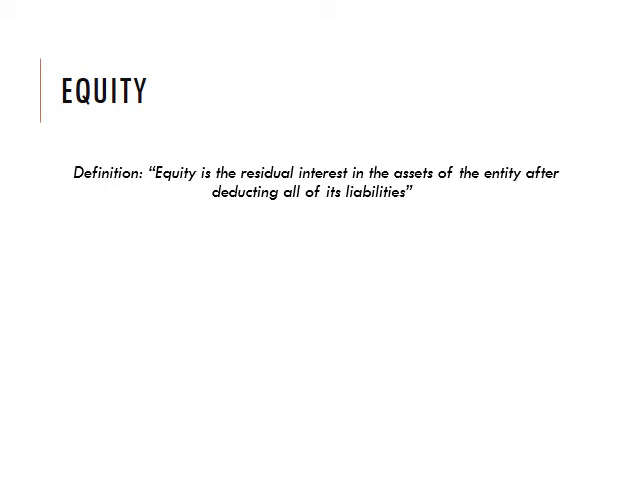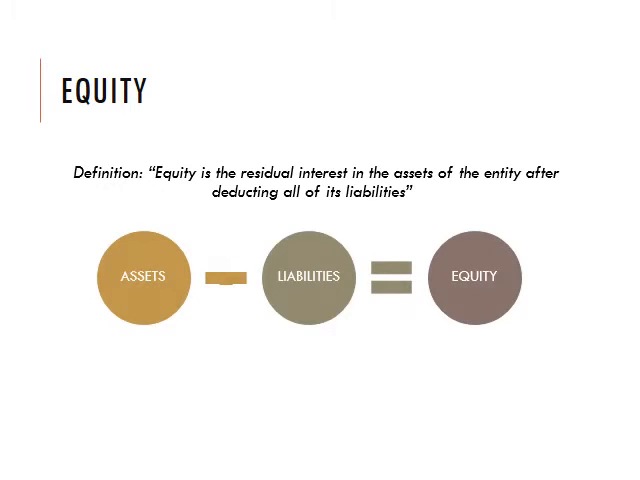Now, equity is the easiest of the elements to define. It is simply the residual interest in the assets of the entity after deducting all of its liabilities. And what does that mean? It's simply the accounting equation. Assets less liabilities equals equity. Typically in companies, we see equity split into a number of different categories, such as share capital, retained earnings, and other reserves such as a revaluation reserve, for example.